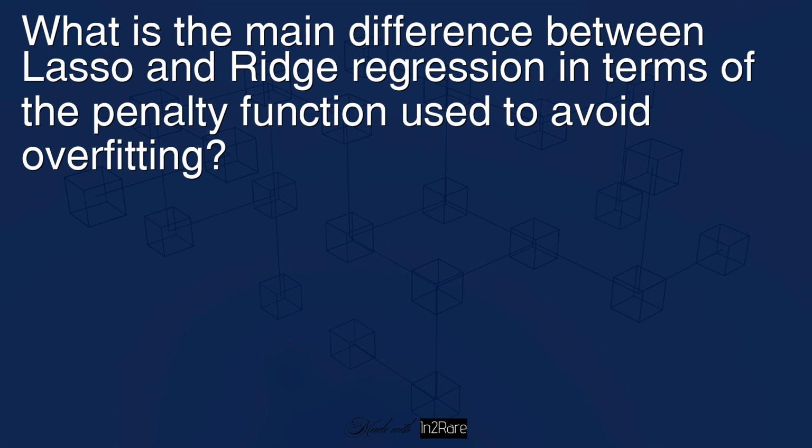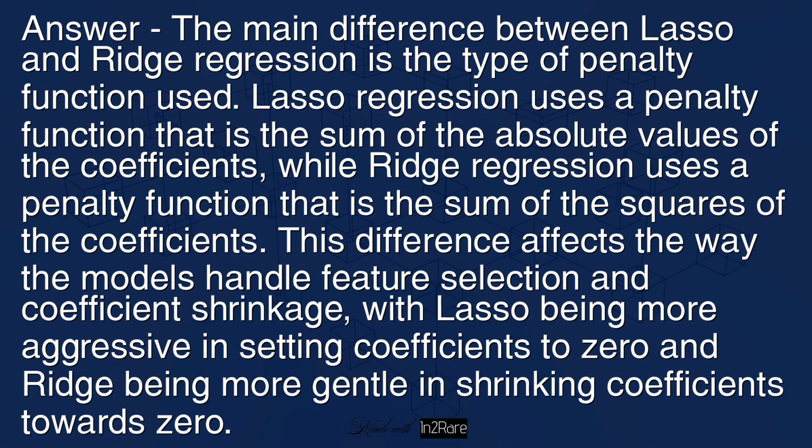What is the main difference between lasso and ridge regression in terms of the penalty function used to avoid overfitting? Answer: the main difference between lasso and ridge regression is the type of penalty function used. Lasso regression uses a penalty function that is the sum of the absolute values of the coefficients, while ridge regression uses a penalty function that is the sum of the squares of the coefficients. This difference affects the way the models handle feature selection and coefficient shrinkage, with lasso being more aggressive in setting coefficients to 0 and ridge being more gentle in shrinking coefficients towards 0.